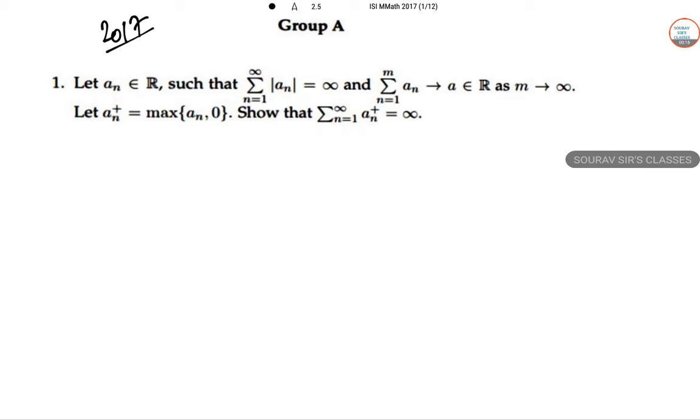Actually, this is subjective, and the first question is: if a_n belongs to R such that the summation of a_n equals a, with a in R as m tends to infinity, a_n positive, max a_n is 0, then the sum of the positive parts is infinity. So this is a real analysis based question. We use this representation: a_n plus mod of a_n is 2 a_n plus.